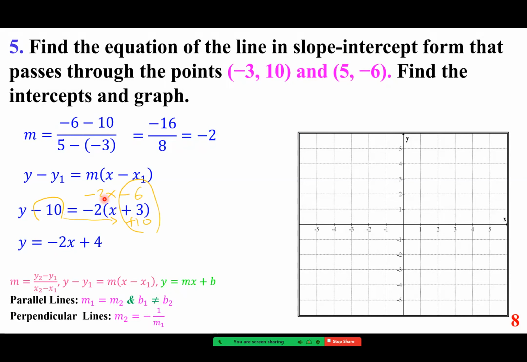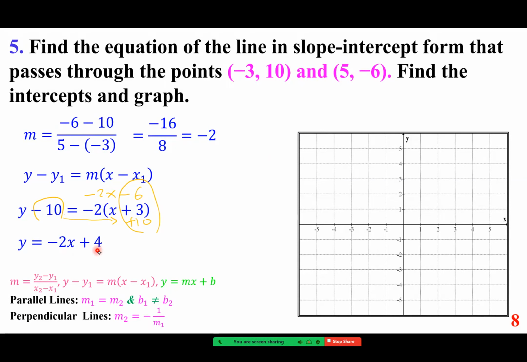If I plug in 5, -2 times 5 is -10 plus 4. Do I get the y coordinate? If I do, that means I haven't made a mistake in the process. Now, I can use both pairs to graph, but it's really a good idea to come up with the intercepts.